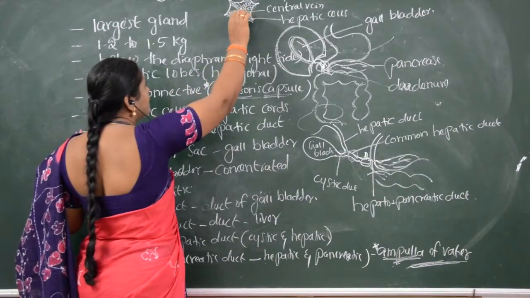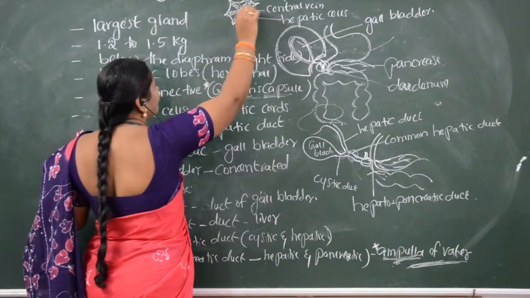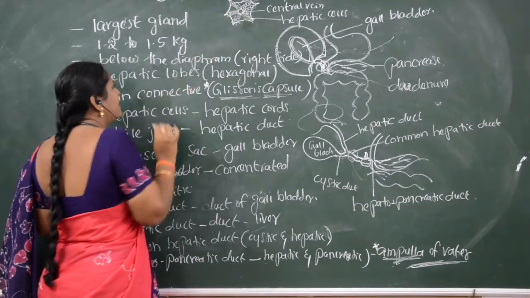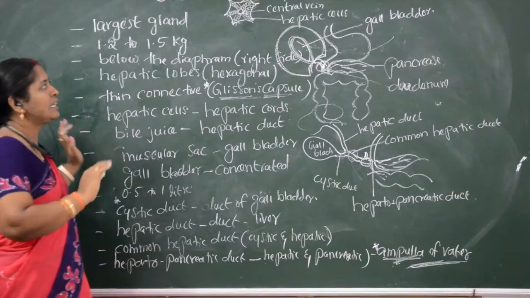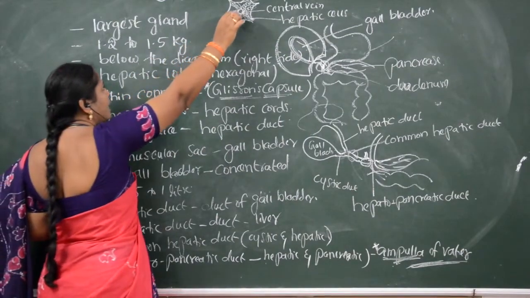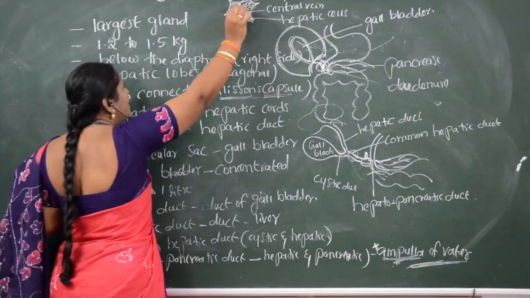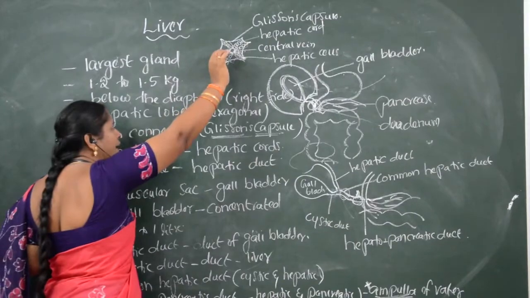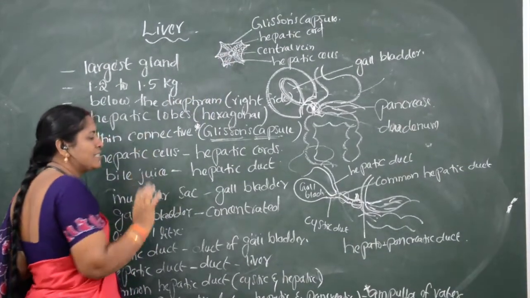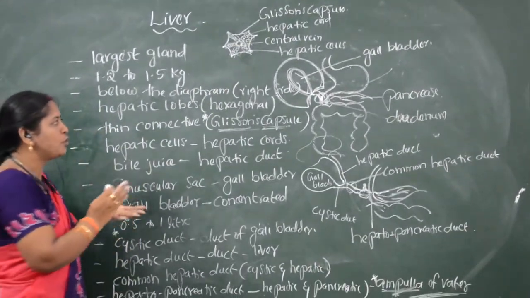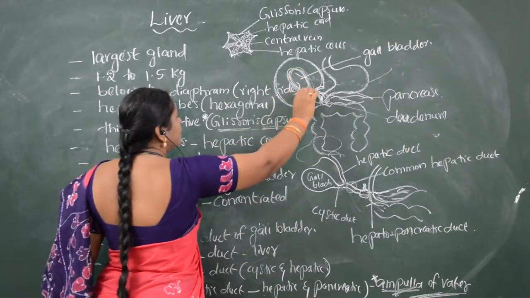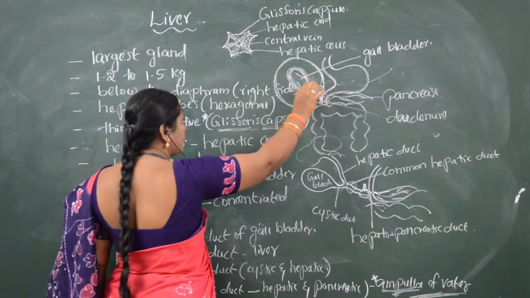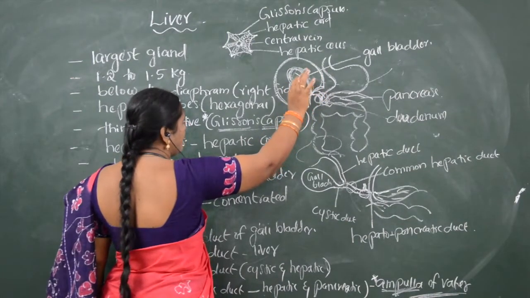These hepatic cords are arranged around the central vein. That is, in the middle of the hepatic cords, the central vein is present. Around the central vein, these hepatic cords are arranged in a hexagonal shape. So these hepatic cells produce bile juice. This bile juice comes out through hepatic duct and will be stored in the gallbladder. This gallbladder is a pear-shaped structure, a thin muscular chamber which stores the bile juice.